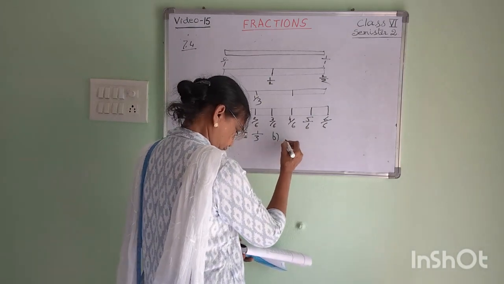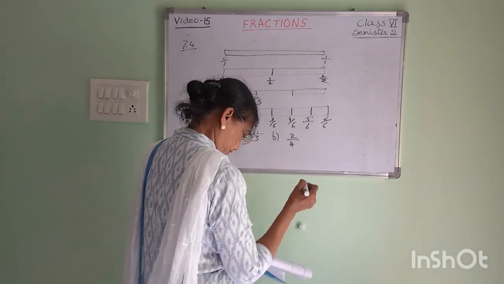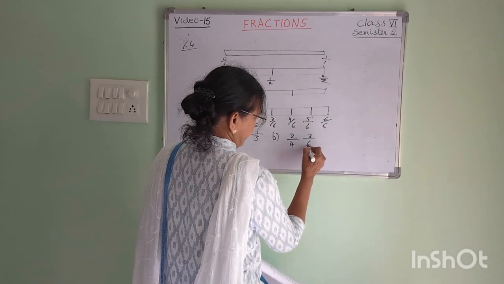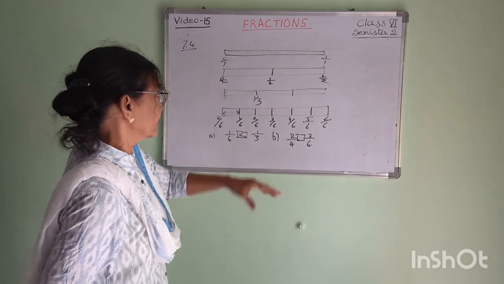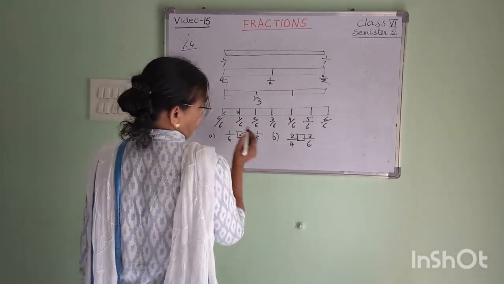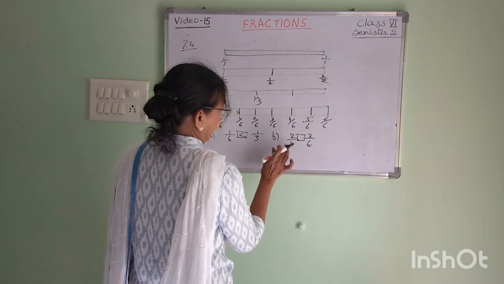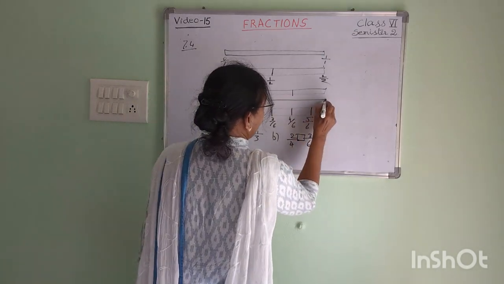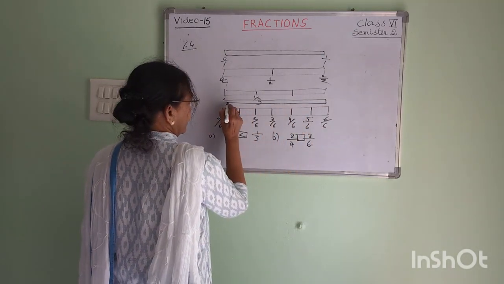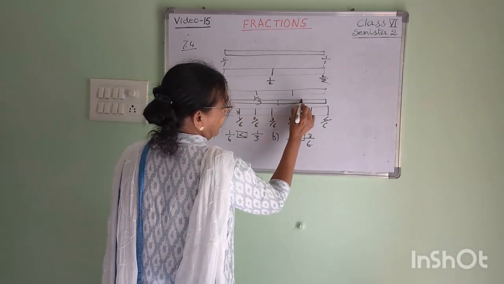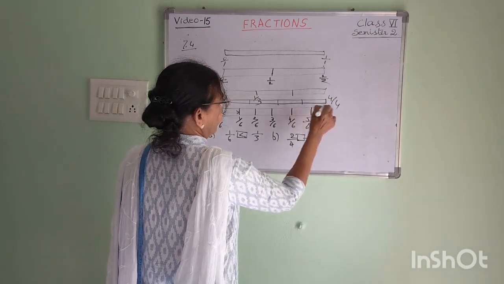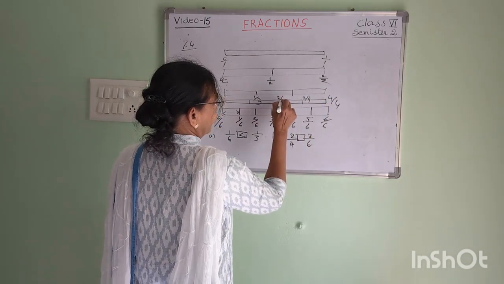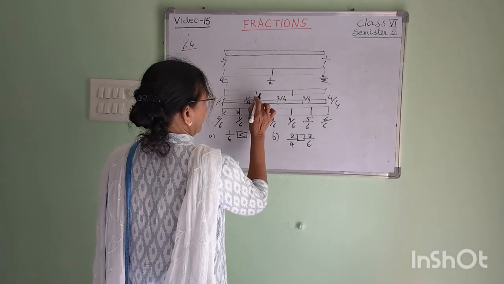Next, number 2: 2 by 4 and 3 by 6. For this we did not draw the figure, so we have to draw the figure and make it 4 equal parts. This is 0 by 4 and this is 4 by 4, 3 by 4, 2 by 4, 1 by 4.